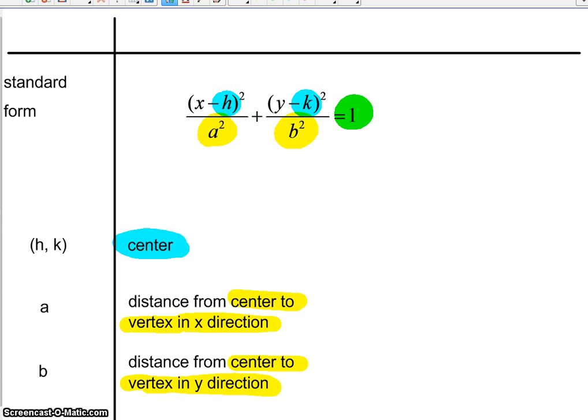Now, whichever one is longer then becomes your major axis. Because like I said, your major axis could be going vertically, could be going horizontal. So that's how we're going to decide. Now notice it's a and b, not a squared and b squared, so what we're going to have to do is take the square root of those denominators.